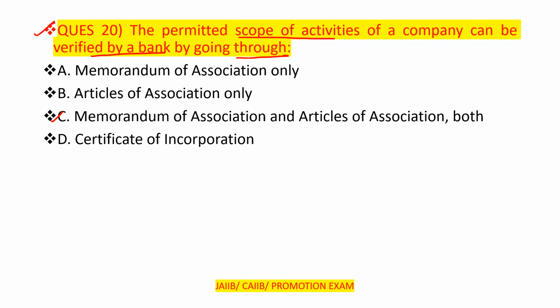So please tell fast. What activities can a company do? The permitted scope of the activities of a company can be verified by a bank by going through the memorandum of association only. So option A will be the answer here.